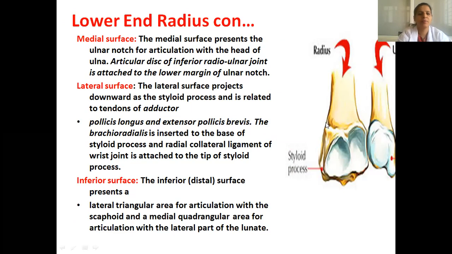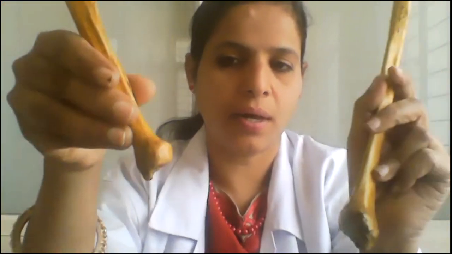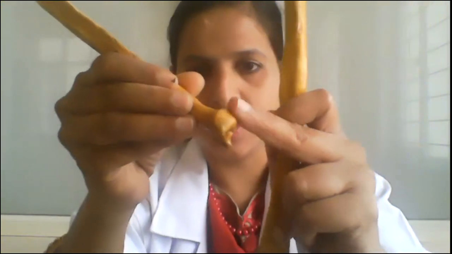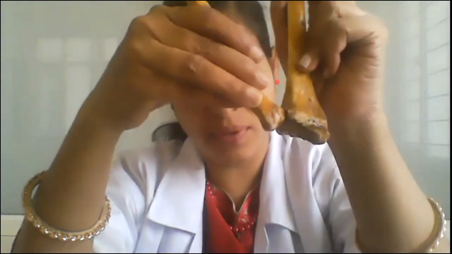Okay. So lower end of the radius, medial side, I told you there is a triangular area. What is this triangular area for? You can see this is the medial side. You have this triangular area, and you are finding an articular cartilage here for the head of the ulna bone. This is the lower end of the ulna where it is showing you the head. So the head of the ulna comes and articulates over here to form the inferior radioulnar joint.